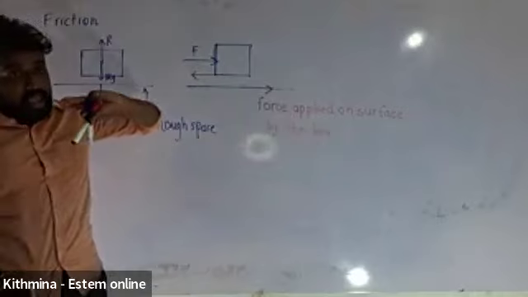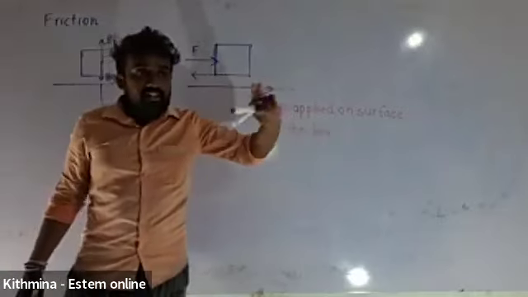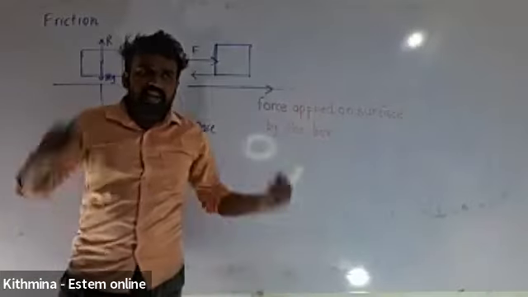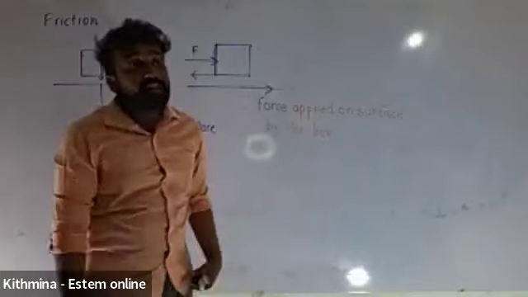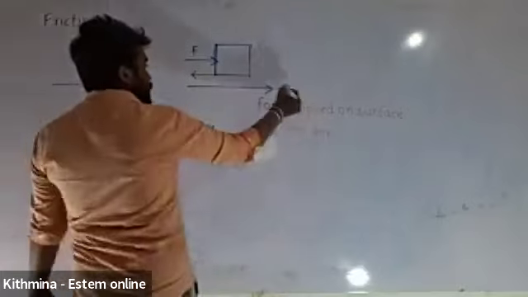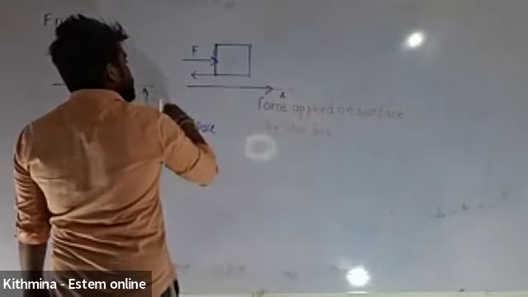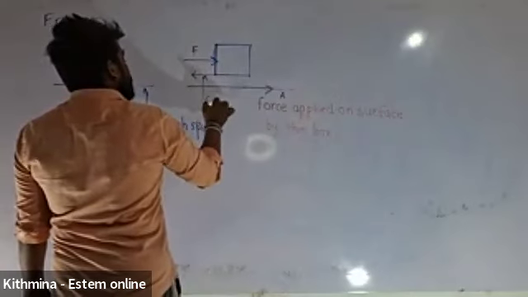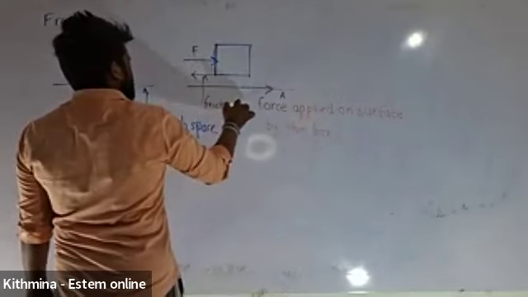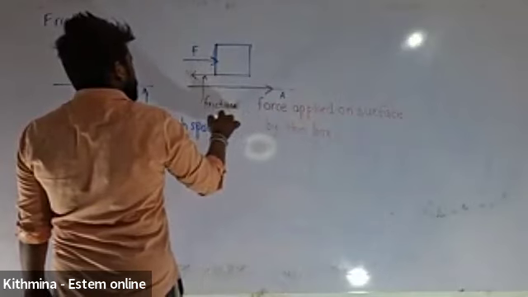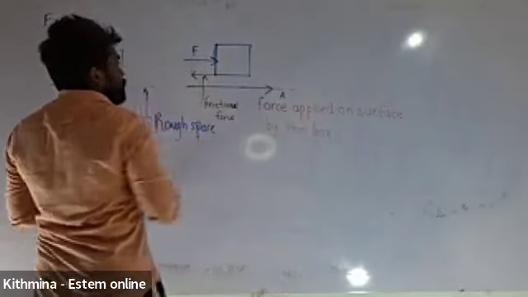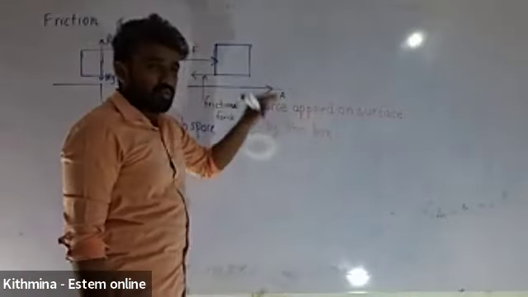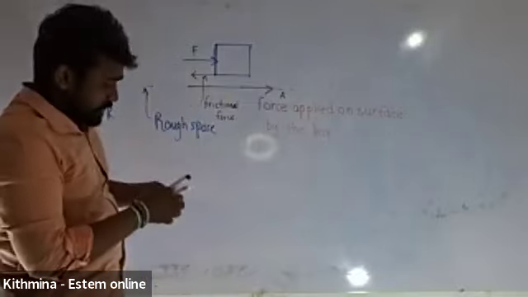Okay? Action and reaction never act on the same object. Always they are acting on separate objects. Therefore, this is the action, this is the reaction, and this reaction is the frictional force. This is the frictional force. For such occasions, we know how we mark the frictional force.